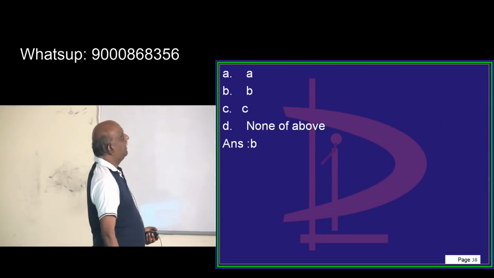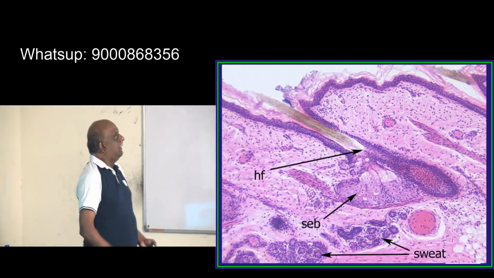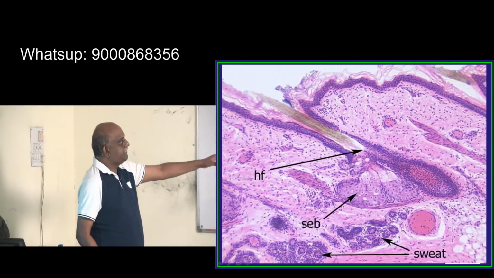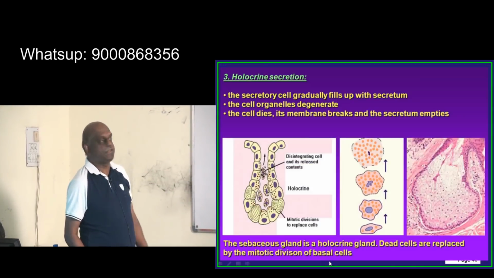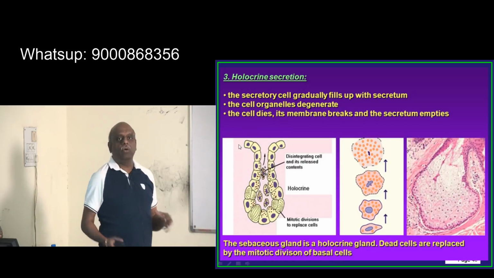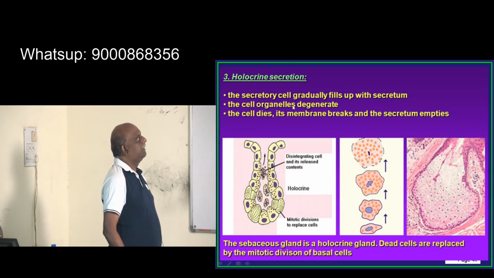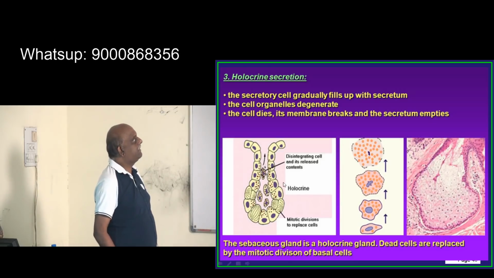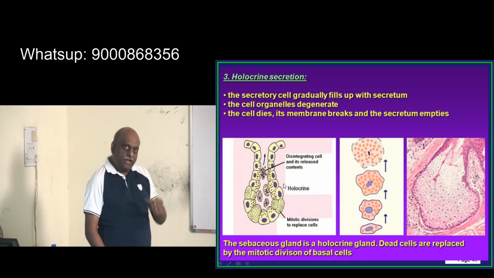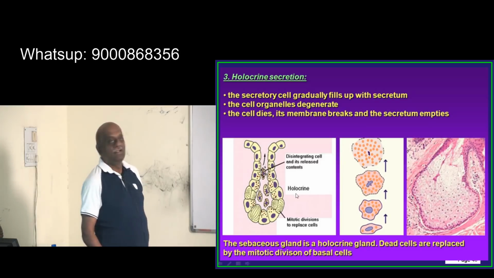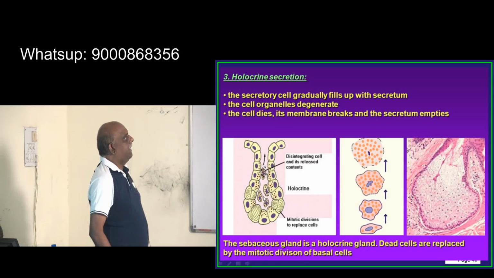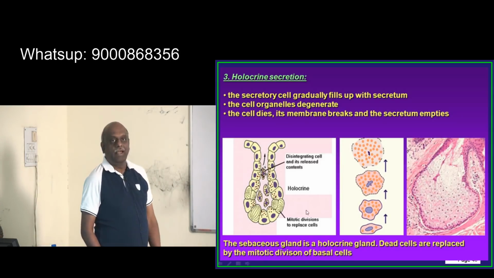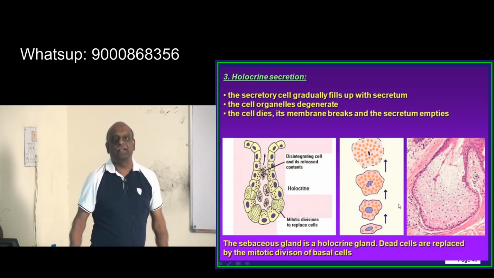Now doctor, this is the hair follicle, sebaceous glands, and these are the sweat glands. So what is meant by holocrine secretion? The secretory cell gradually fills with the secretion. The cell organelles degenerate, the cell dies, and its membrane breaks, and the secretum empties. This is called holocrine secretion.